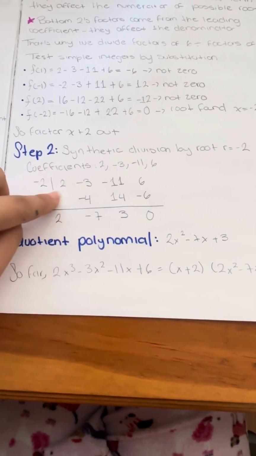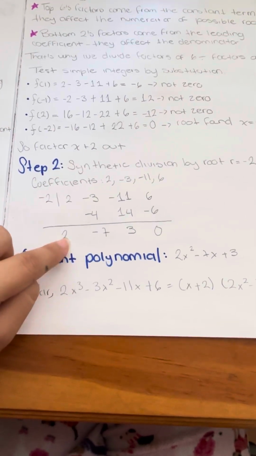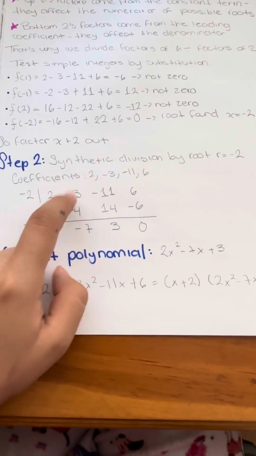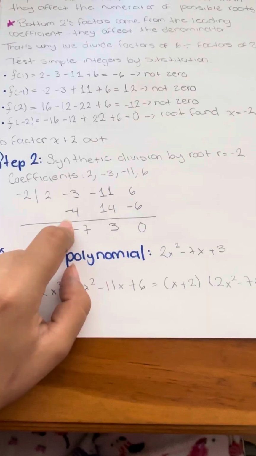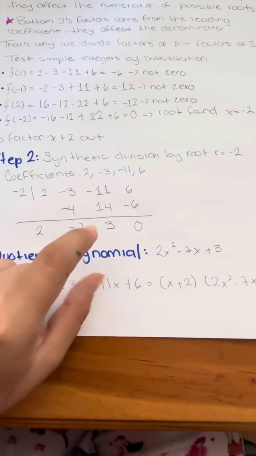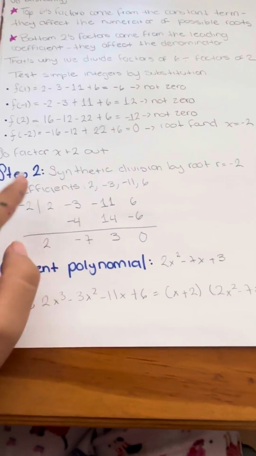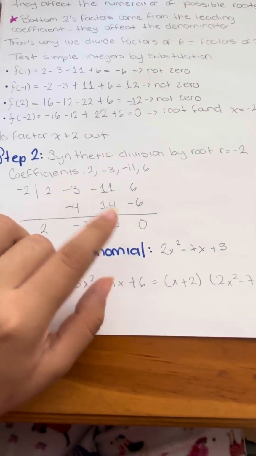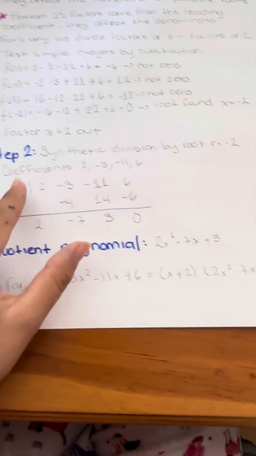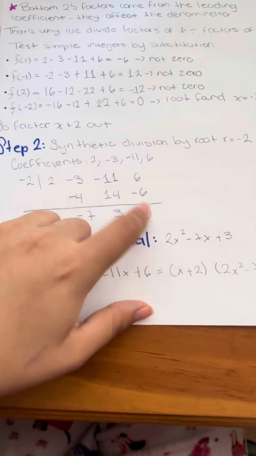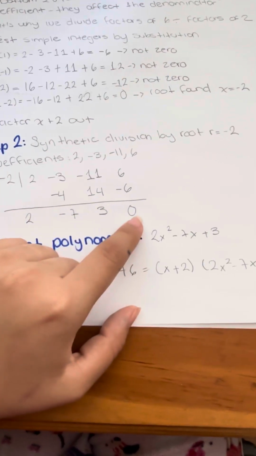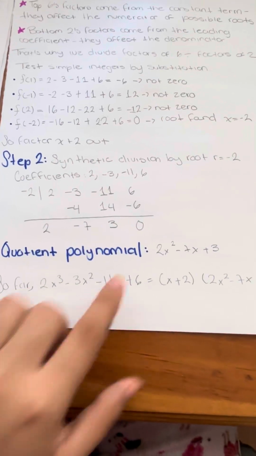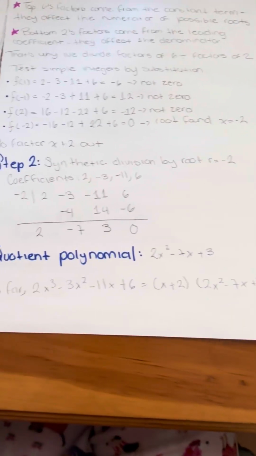So first we're gonna bring the 2 down, and then after that we're gonna multiply 2 times negative 2, which is negative 4. And then we add them, and that gives us negative 7. After that we do the same thing, negative 7 times negative 2 is positive 14. We add them, and that gives us 3. 3 times negative 2, that's negative 6, and then we add them, and that gives us 0. And that means that we're done with the division. As soon as we have 0, that means that we're done.